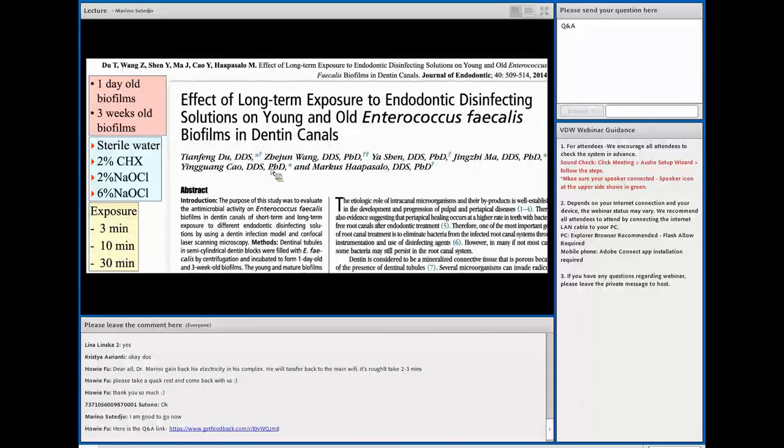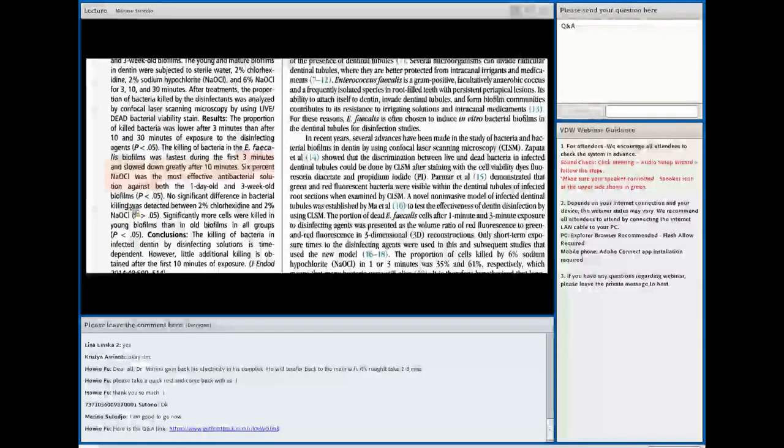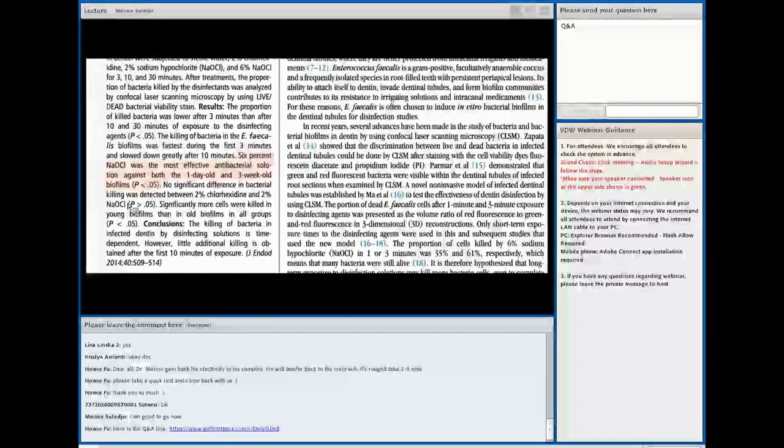solutions. But what I want to highlight is very nice research from Markus Haapasalo and his team. They did research on 1 day old biofilms and 3 weeks old biofilms, and they used sterile chlorhexidine and sodium hypochlorite 2% and 6%, with exposure times of 3 minutes, 10 minutes, and 30 minutes. For sure, the answer was clear. 6% was the most effective.